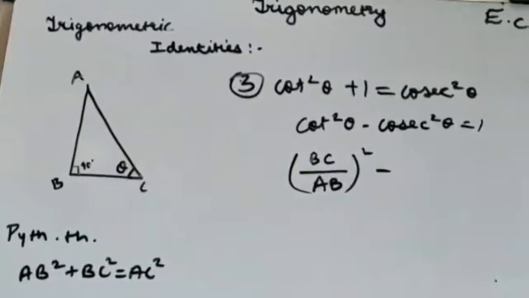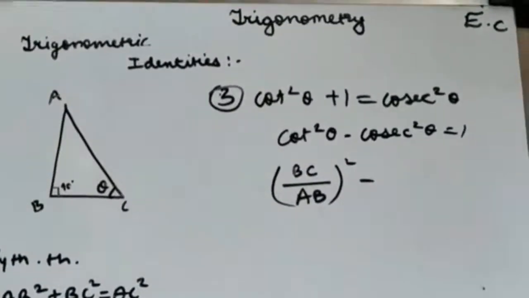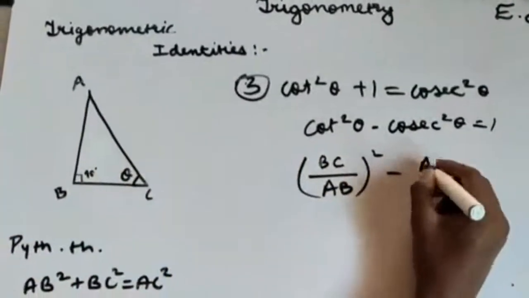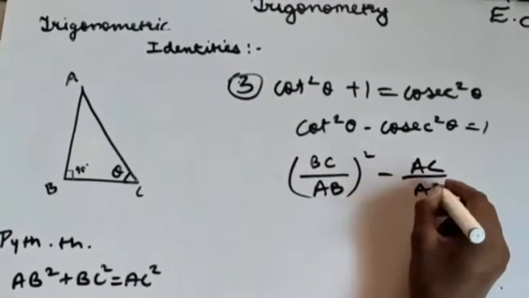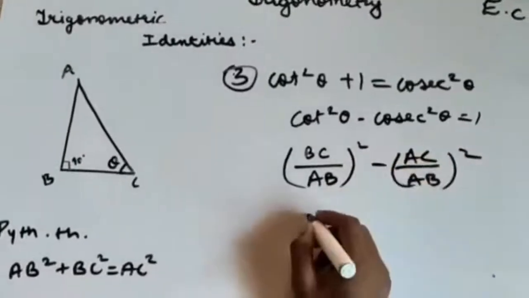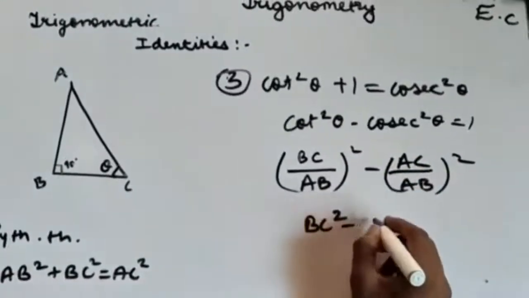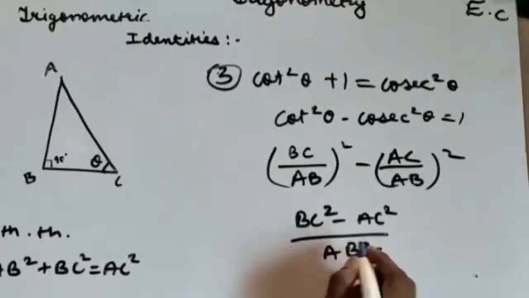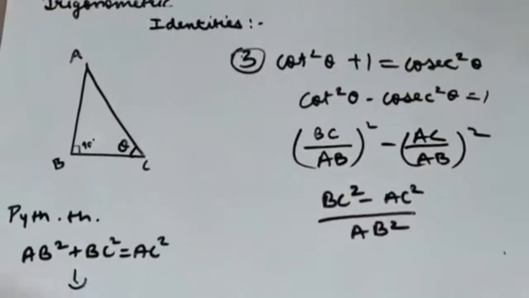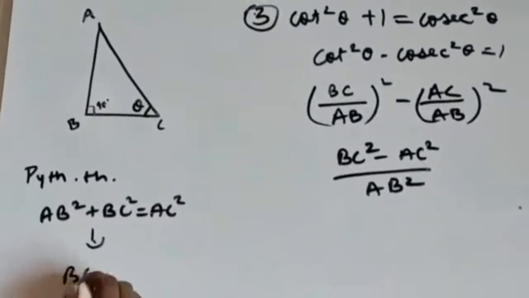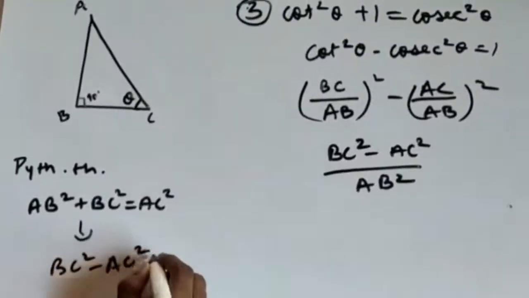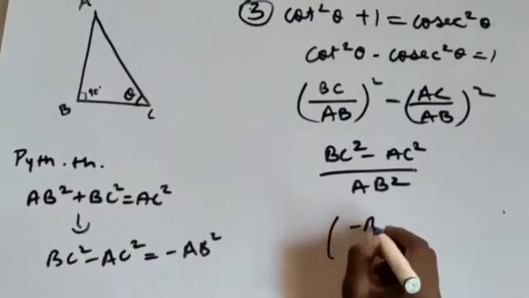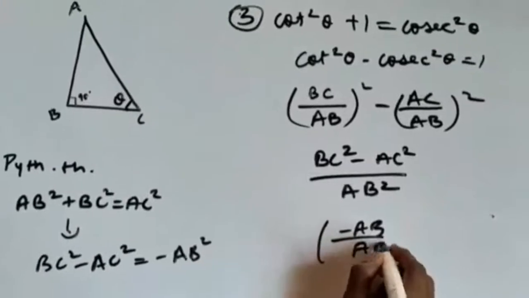Minus, what is cosec theta? Hypotenuse upon opposite side. Here the hypotenuse is side AC, opposite side is AB square. We get BC square minus AC square upon AB square. So on rearranging the Pythagoras theorem we get BC square minus AC square is equal to minus AB square. So we can write minus AB upon AB whole square. Any doubt?